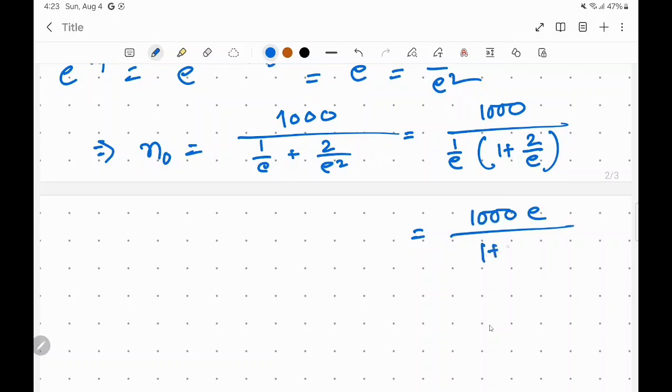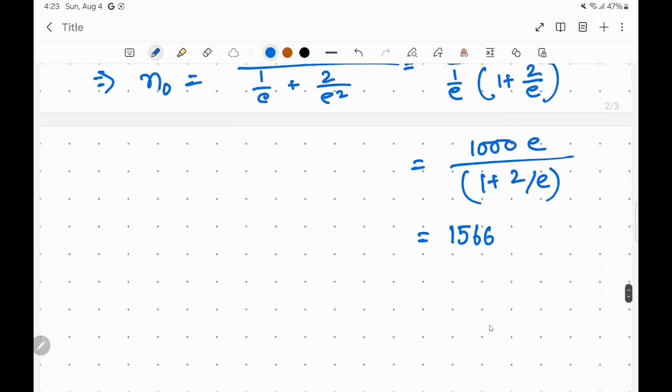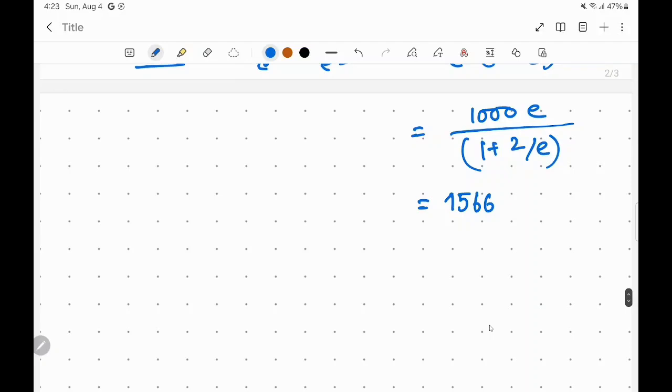Then it will be 1000 into E divided by 1 plus 2 by E. I'm just putting the values in the calculator, nothing to do here. So it is approximately 1566. This is 0.04. Because this is a number, not a probability, we have to consider the integral value. So 1566.